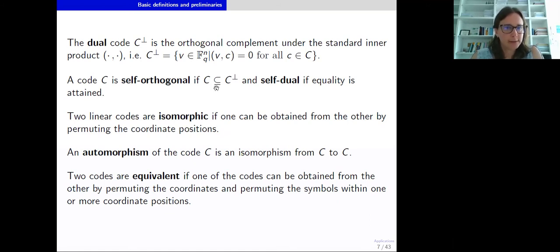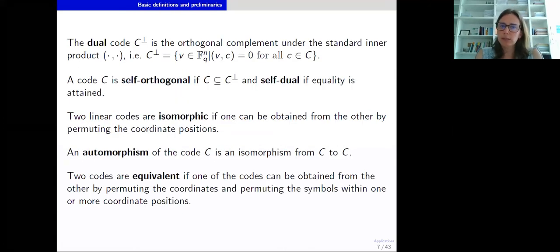We can define that two linear codes are isomorphic if one can be obtained from the other by permuting the coordinate positions. An automorphism of the code is an isomorphism from C to C. We will say that two codes are equivalent if one of the codes can be obtained from the other by permuting the coordinates and permuting the symbols within one or more coordinate positions.